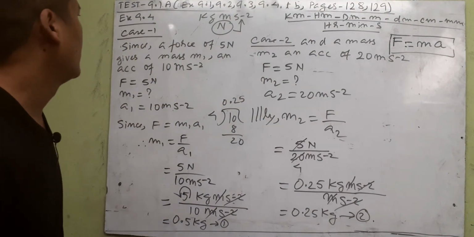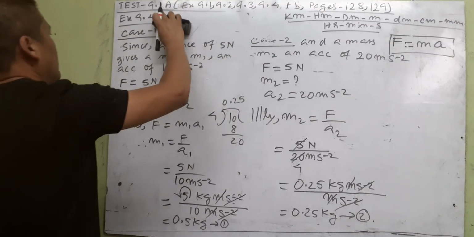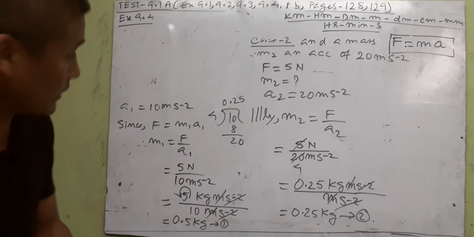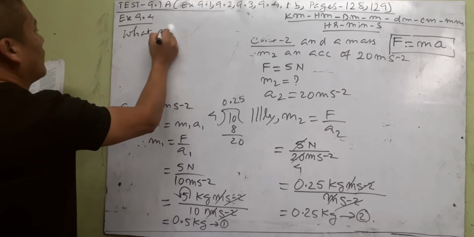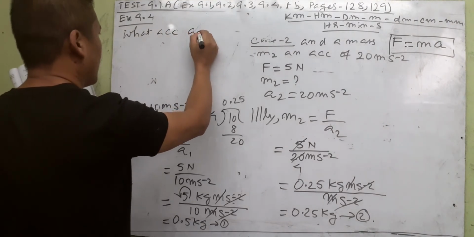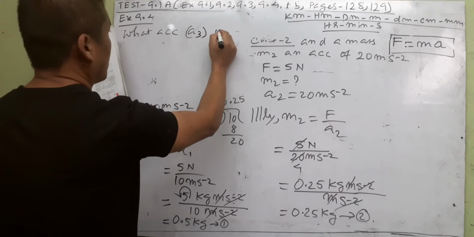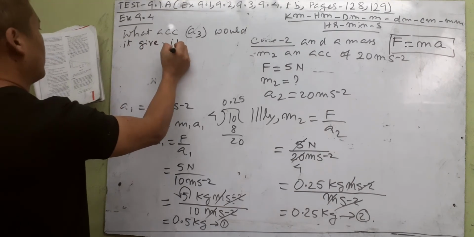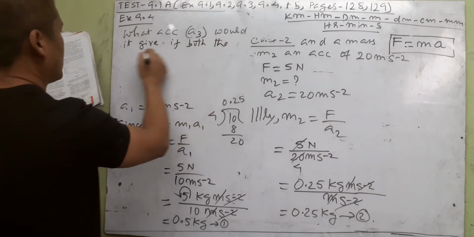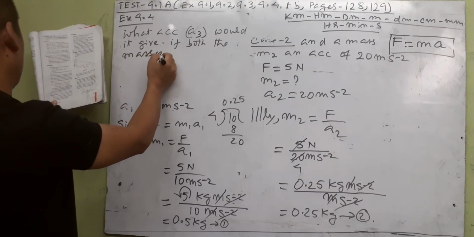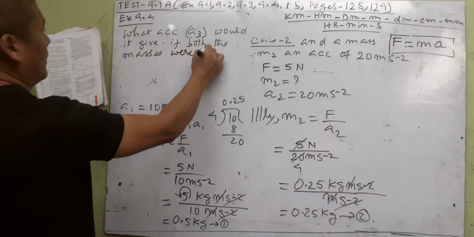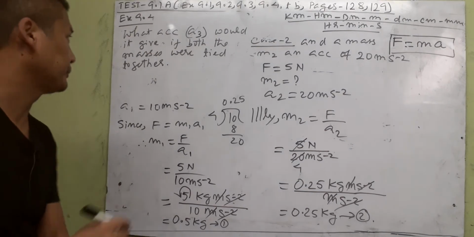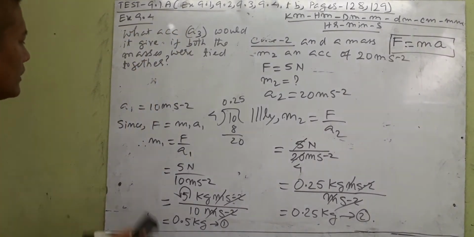So finally, these two are tied together. So case 3, let us put finally, what acceleration? Let's just write down the last statement of the question. What acceleration, let us say a3, would it give if both the masses were tied together? So this is the question. A3 you have to find out. So let us do that.